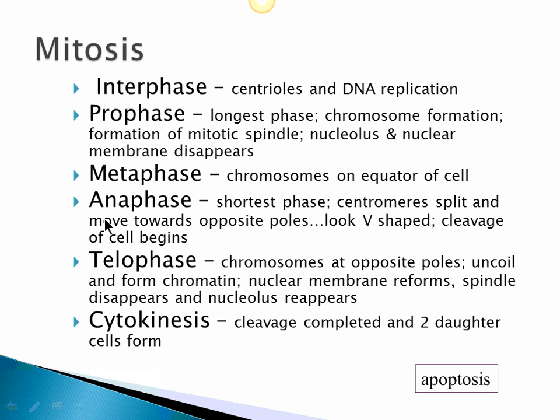In the third phase, the way you can remember is anaphase. The cells look like an A. Now those chromosomes are separated. They're moving away from each other. The chromosomes split. Remember, the two chromatids were joined. So they split. One chromatid goes to either end. At this point, around late anaphase, that's where cytokinesis begins. The cytoplasmic cleavage begins around anaphase.